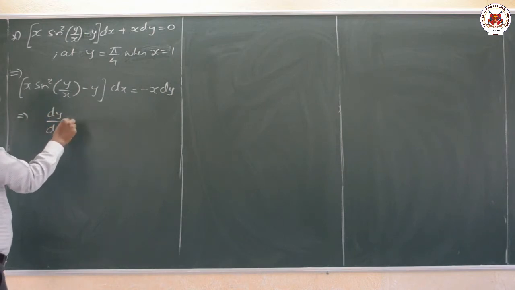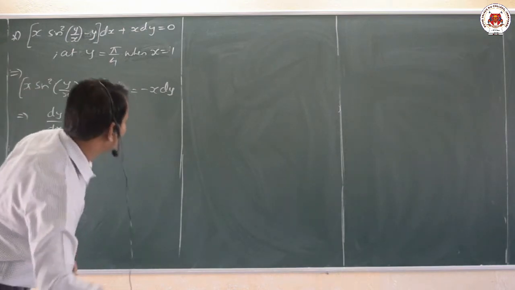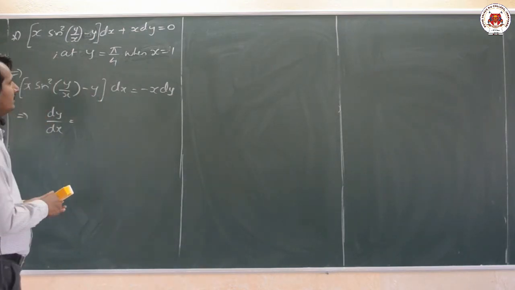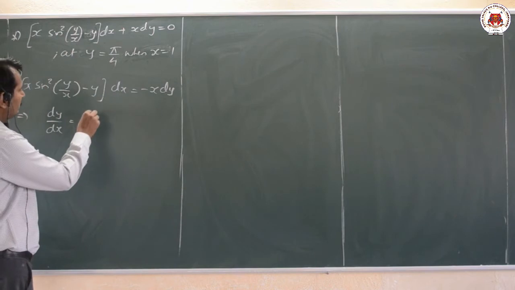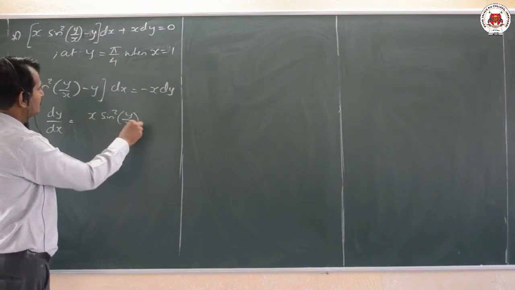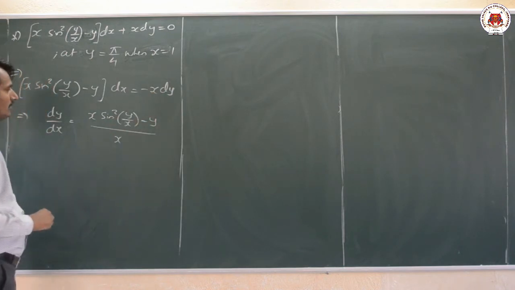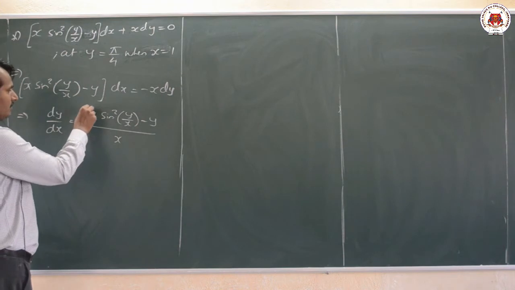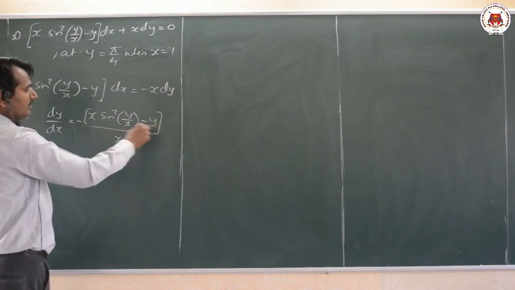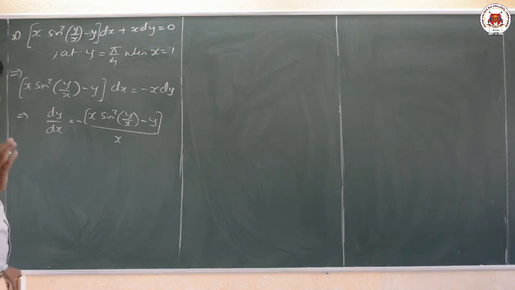Okay, dear students, dy by dx equal to, if I write it to the RHS part, what we get here is dy by dx equal to minus of x into sine square of y by x minus y, whole divided by x. I will write down the minus sign here. This is the first part. Now how do we require to solve it?